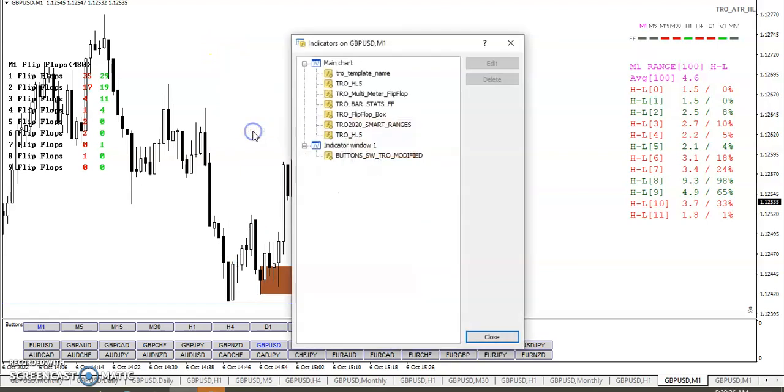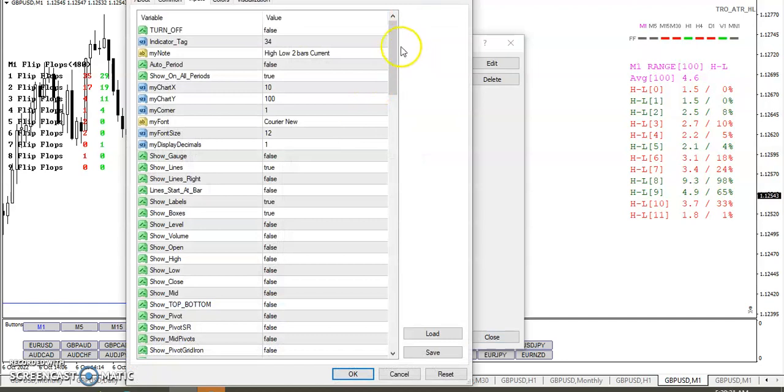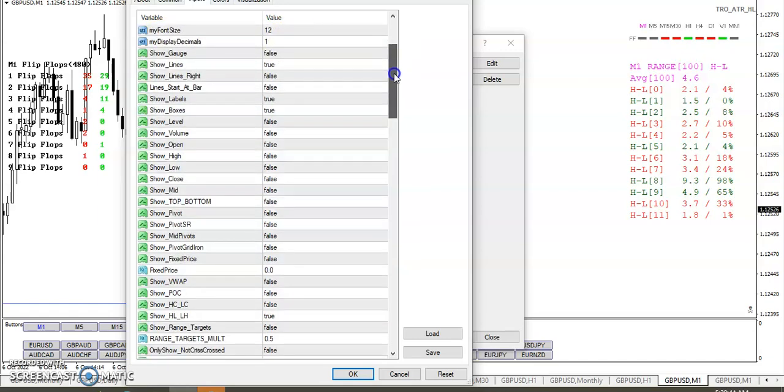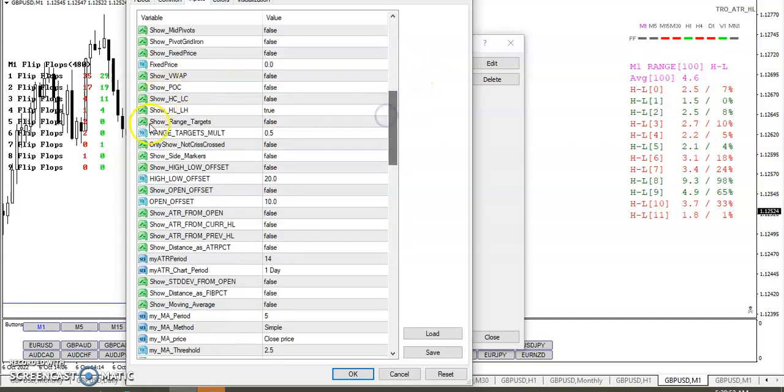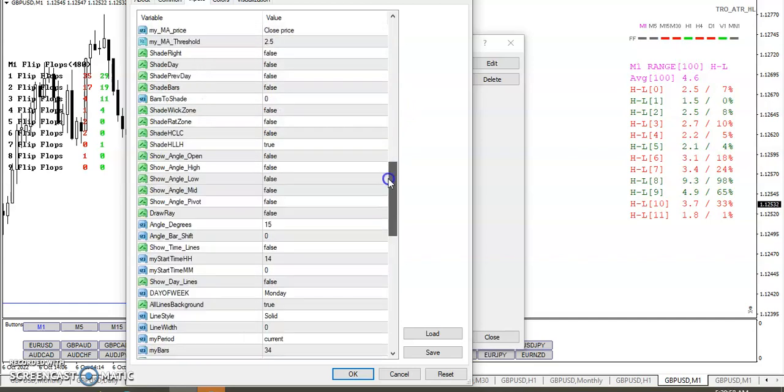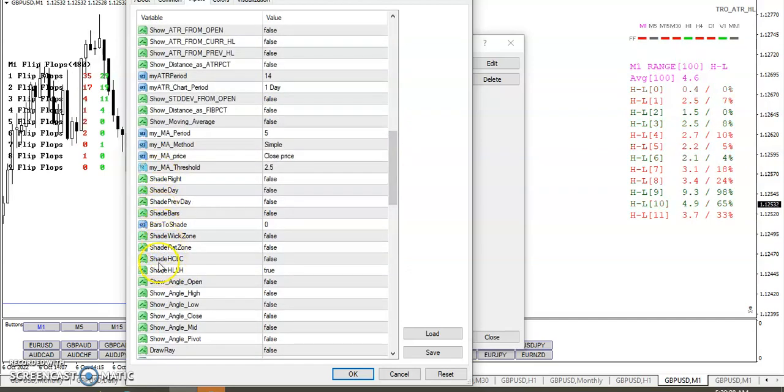Now, to set this up, it's pretty simple. You use a copy of TROHL5, and I usually change the indicator tag, because sometimes I'll have more than one instance of the indicator, and you have to let it know that this is different than the other one. Then you come down here and turn off high and low, so all these are false. Then you drag down and right here, show higher low, lower high, set that to true.